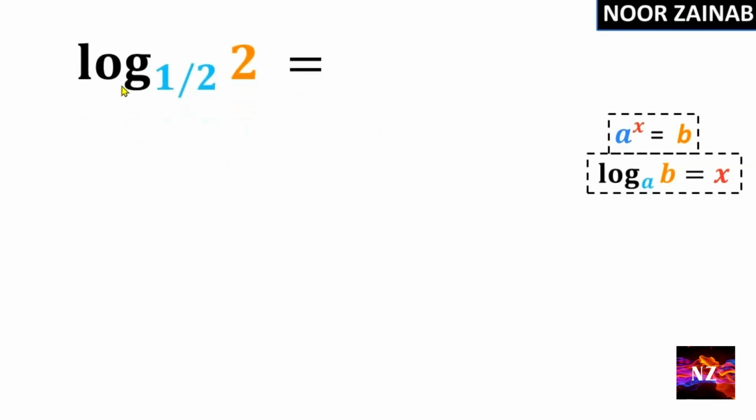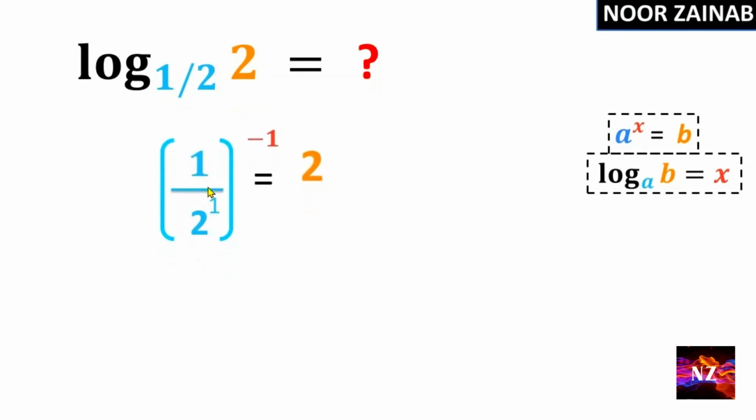So now let's find the log of 2 with base 1 by 2. What should be the power of 1 by 2? We get the answer minus 1. As we know, if we have 1 by 2, we take the reciprocal of 1 by 2 with sign minus 1, which is equal to 2. So if we put the power of 1 by 2 as minus 1, what we get is 2.